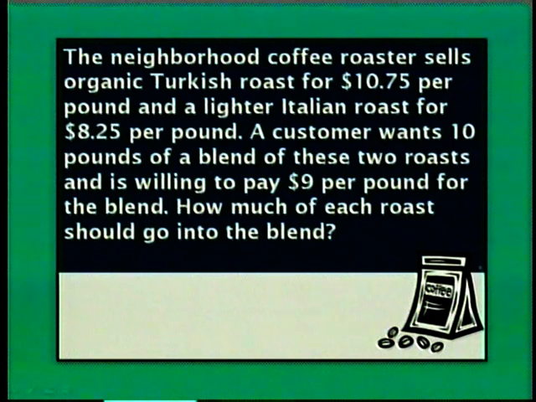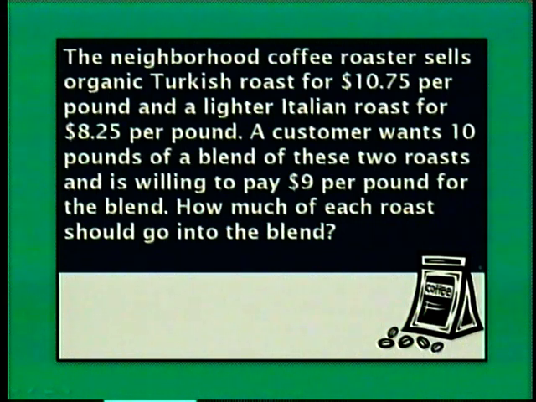The neighborhood coffee roaster sells organic Turkish roast for $10.75 per pound and a lighter Italian roast for $8.25 per pound. A customer wants 10 pounds of a blend of these two roasts and is willing to pay $9 per pound for the blend. How much of each roast should go into the blend? Well, this is a mixture problem as well. And I'm going to start by just defining a couple of variables.